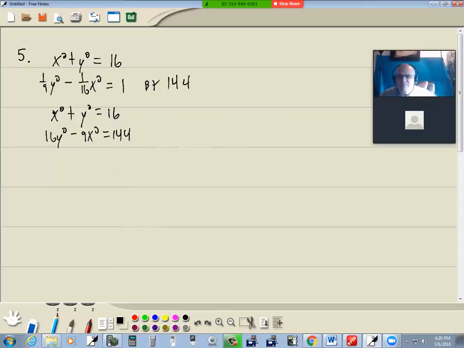Now I want the x squared to be in the same column and the y squared to be in the same column, so I'm going to rearrange it. So I got negative 9x squared plus 16y squared equals 144. I'm going to use elimination, so I'm going to eliminate the x's. So I'll multiply the first equation by 9. And that gives us 9x squared plus 9y squared equals 144.